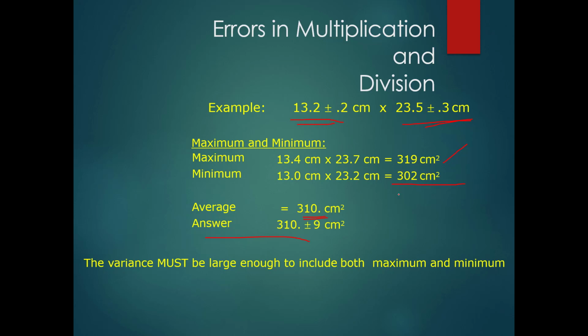and this is 8 below. This is from the average of 3 1 10 centimeter square. This is 9 above and this is 302, that is 8 below. So the overall answer is having a 9 centimeter square variance. Okay, so the variance must be large enough. On the lower side there is 8 centimeter square, and on the higher side there is 9 centimeter square, but you are taking the large one, the maximum one in your answer, that is 9 centimeter square.